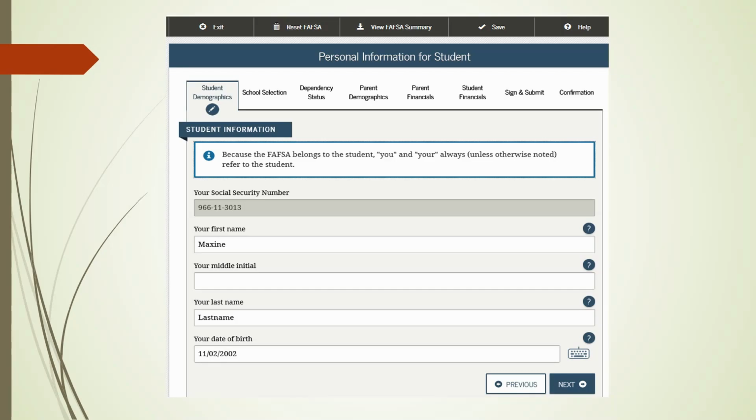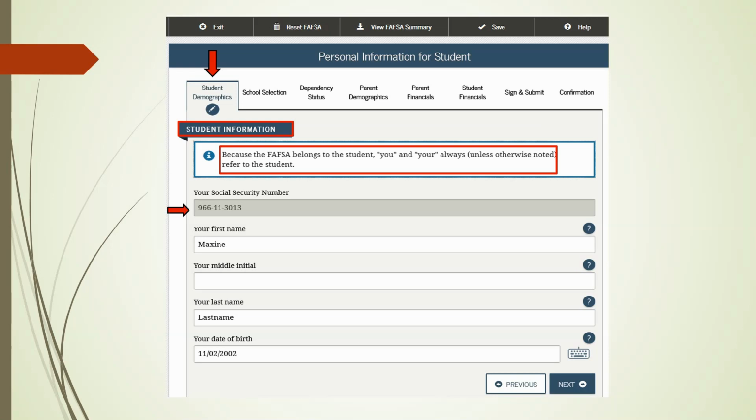So when you get into the application, you can see a menu along the top that will progress as you go through the application and highlight each section. There will also be a banner that lists what information they're requesting. So this is saying student information now, but as it gets over to the parent information, if you are required to provide that, it will ask for parent information. Keep in mind that the FAFSA belongs to you, the student, so wherever they're saying you or yours, they're referring to you, the student, and not the parent.